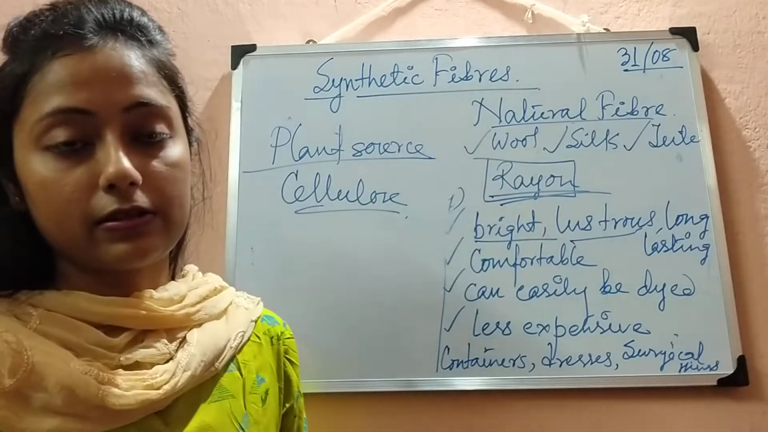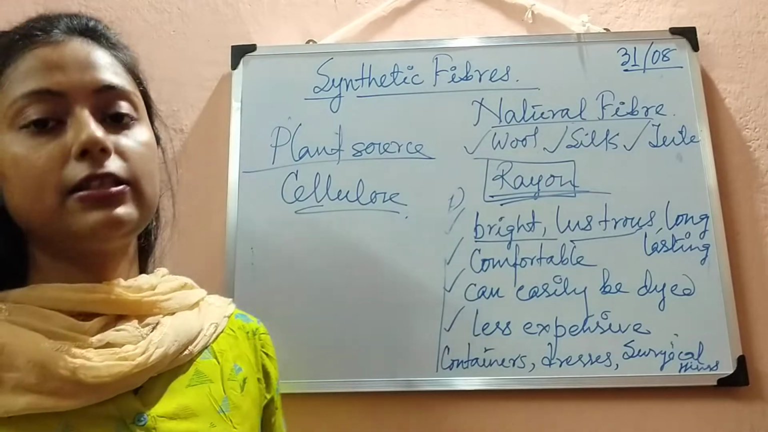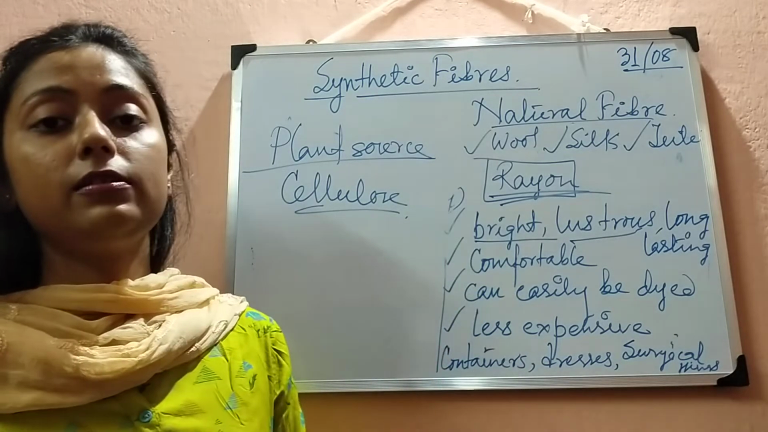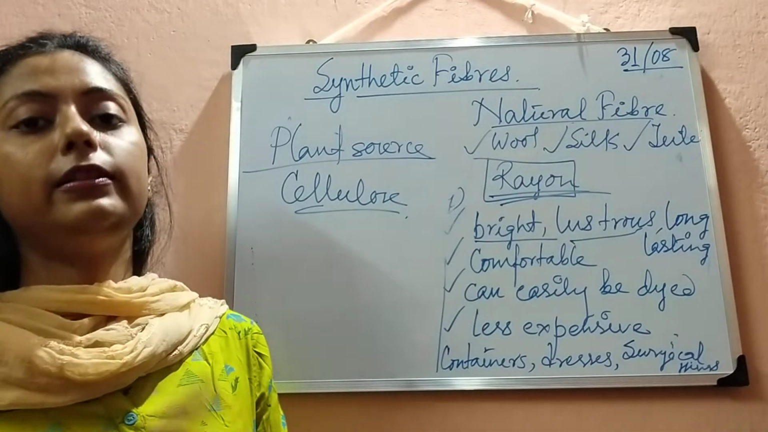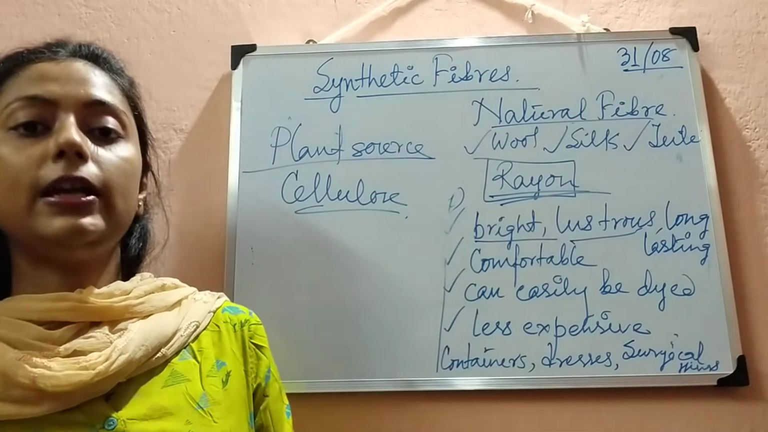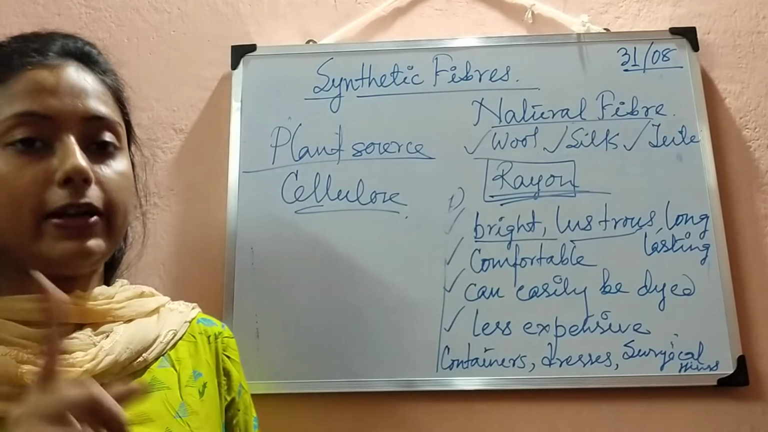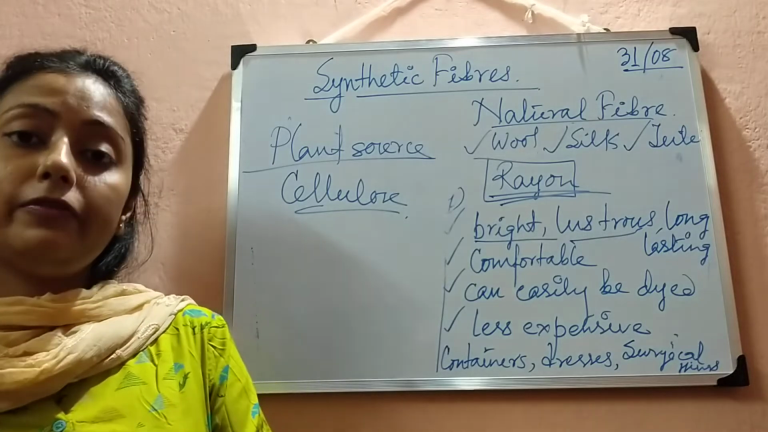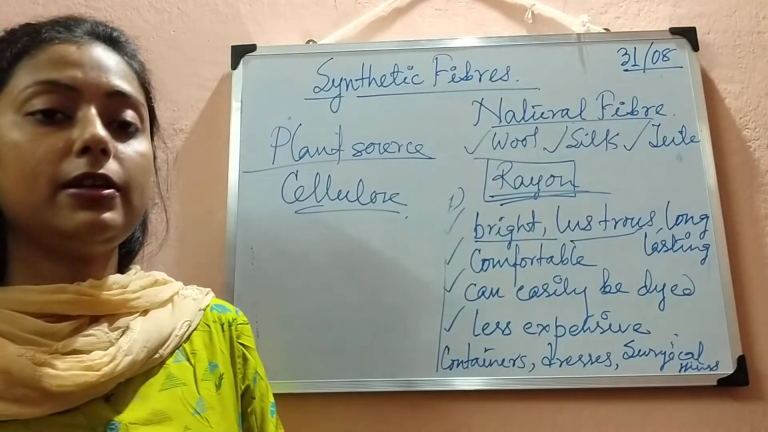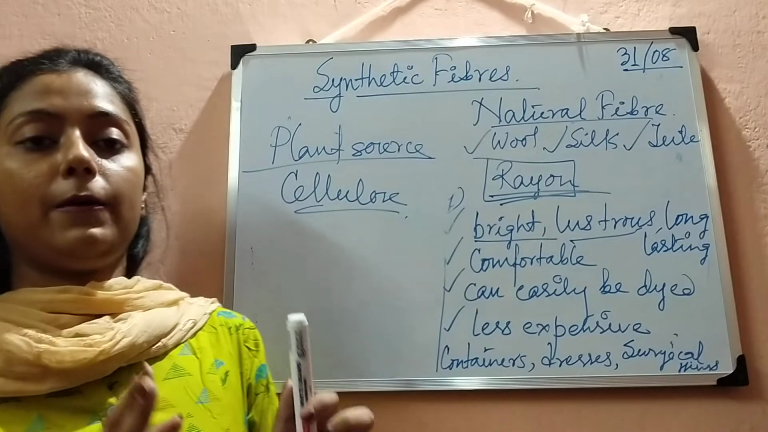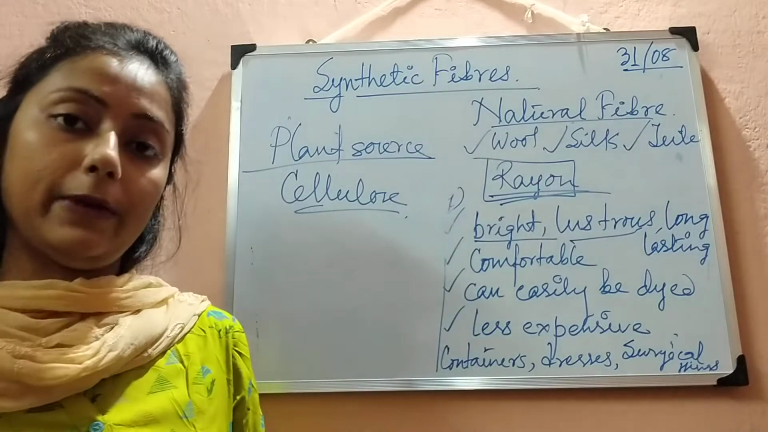So we can use rayon in our daily use garments and upholstery, or surgical instruments, or carpets, or making so many necessary things in our industries. We can definitely use rayons instead of silk. So rayon is very important and obviously artificial. Textile engineers discovered the rayon artificial fiber from the plant source. So that is very important nowadays. Okay.